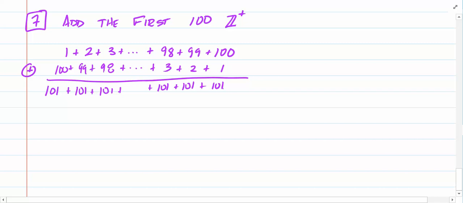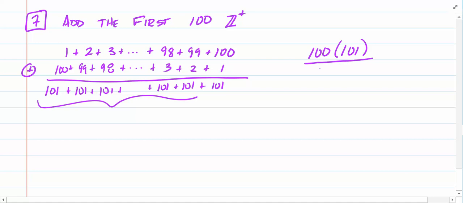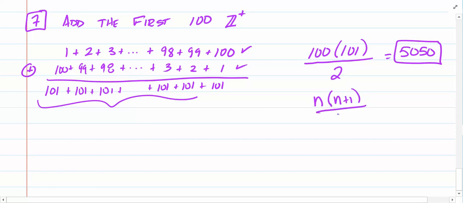Okay, so let me ask you a question. How many 101s do I have? I have 100 numbers of 101, but then I need to divide by what? 2, because I have 2 rows. So if I add all this up, I get 5,050, which is the correct answer for the sum of the positive integers from 1 to 100. Which led to this: n times n plus 1 over 2.